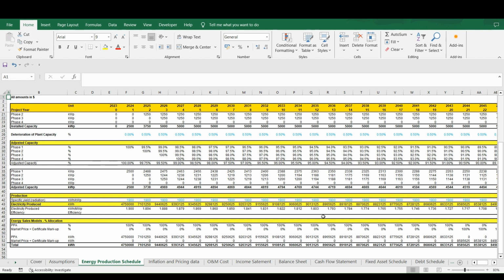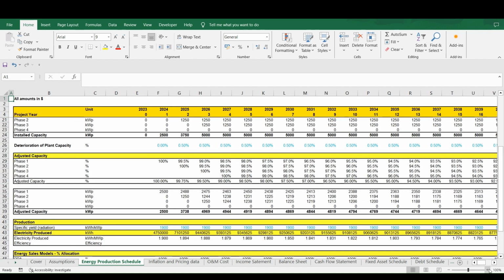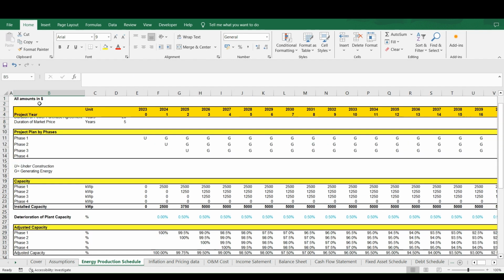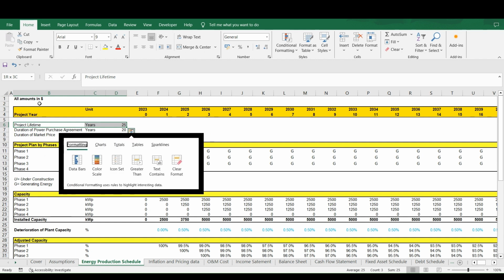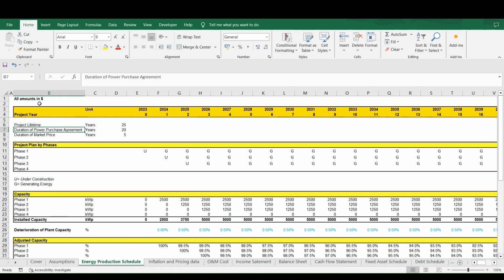Now we'll go to the energy production schedule. In the sheet we can see phase wise what is the energy production schedule. This is the project lifetime. This is the duration of power purchase agreement. This is the 20 years. Then for the last 5 years, we are going to sell electricity at market price. So 25 years is the total lifetime of the project. 20 years is going to be the power purchase agreement. 5 years is going to be the duration for market price agreements.